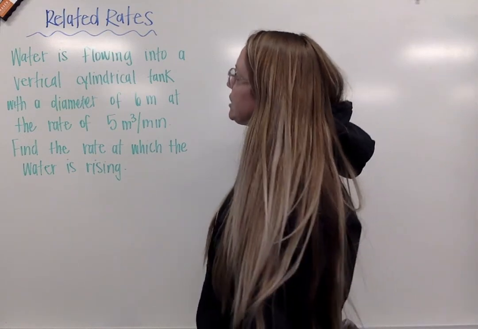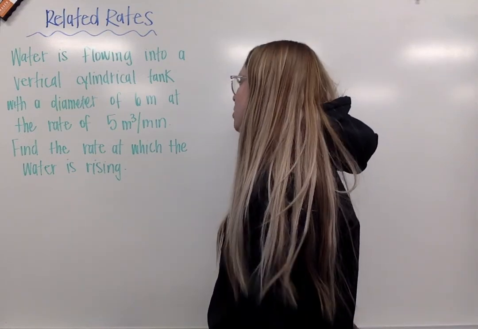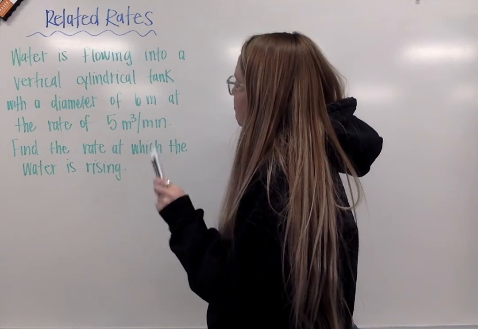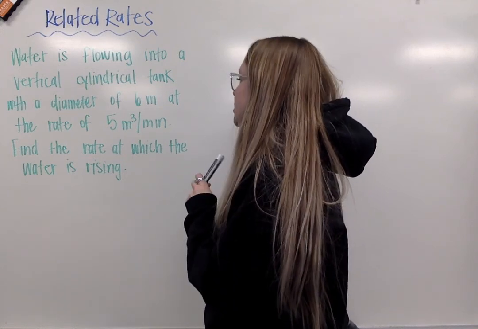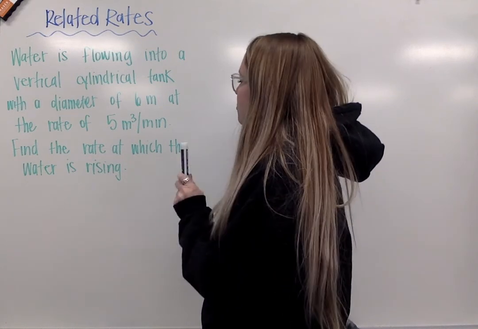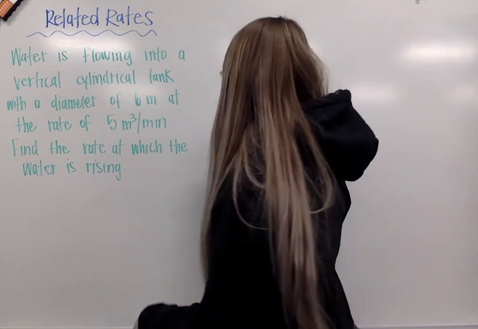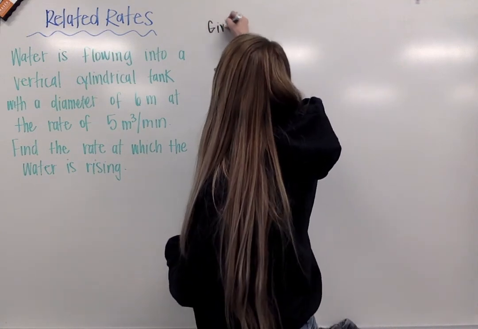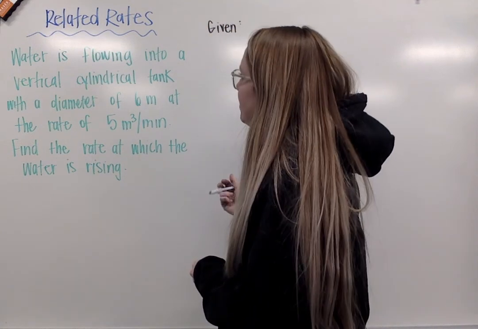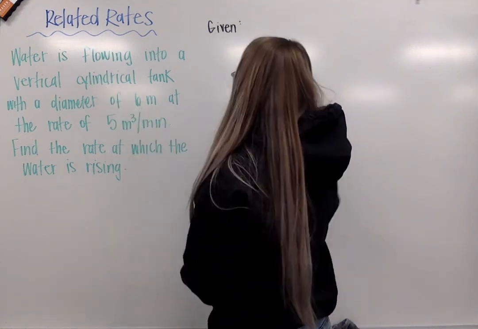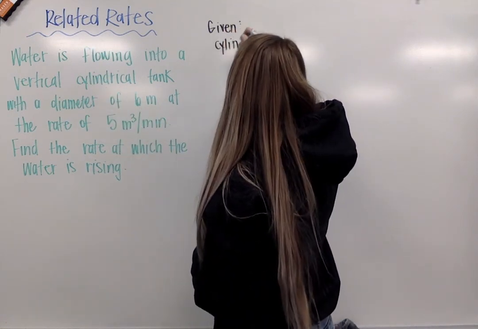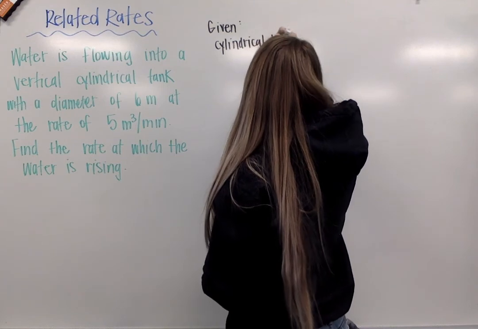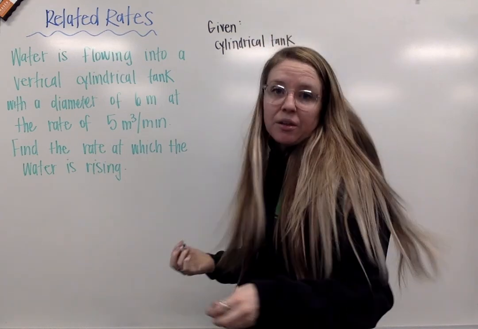Water is flowing into a vertical cylindrical tank with a diameter of 6 meters at the rate of 5 cubic meters per minute. Find the rate at which the water is rising. All righty, starting out with the given information. So this cylindrical tank is pretty important here. That's going to help us figure out the formula that we need to use.